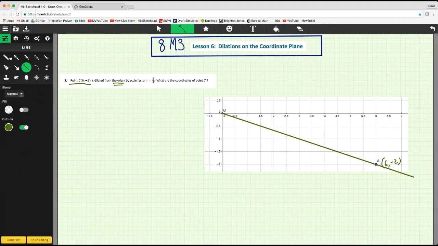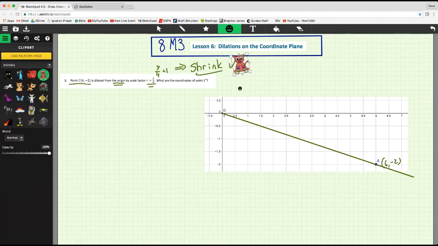And the scale factor is 3/4. So 3/4 is less than 1. So this is a what? A shrink or a grow? For those of you at home that said shrink, you are correct, and I will give you a little happy cat.